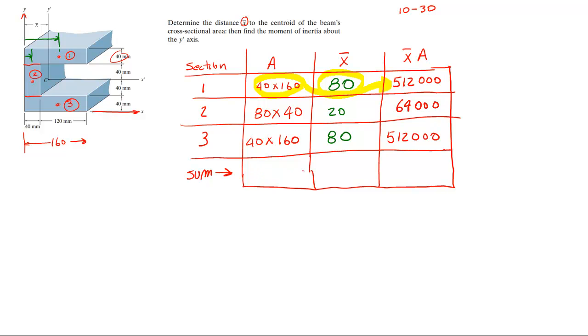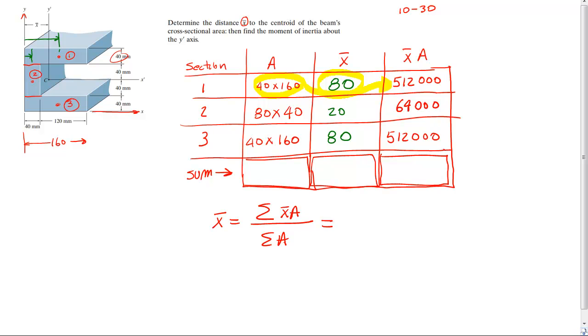Now I just need to sum everything into these columns right down here and these areas at the bottom, because that's what I'm going to be using. In other words, X bar is equal to the sum of the X bar A's over the sum of all the areas. So let's just, well, if I'm looking at this, I should not have put one right here. This one we're not doing. Sorry about that.